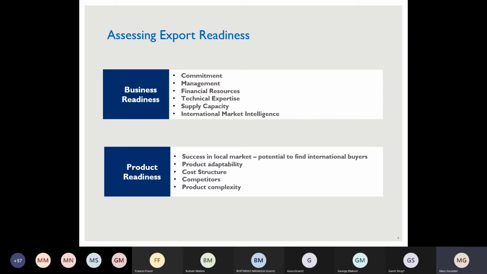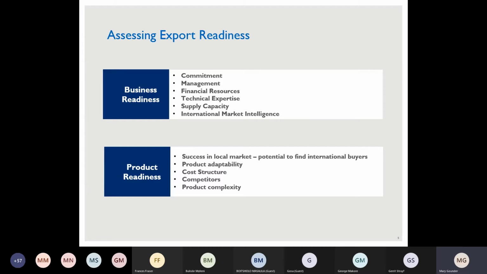So there are a few things that you need to look at within your business and within your product to ascertain whether or not you are ready. And if you are not ready, to look at how you can become ready, looking at the different types of skills that you need. So firstly, yes, it's commitment. How committed are you to going the long haul? Because you may decide today that you want to export, but to actually export, it might take 6 to 12 months or 18 months until you find your first buyer.